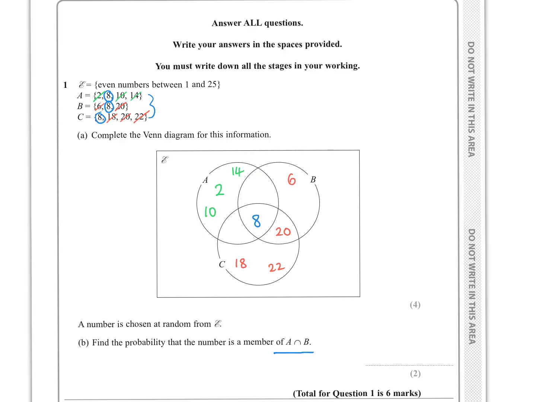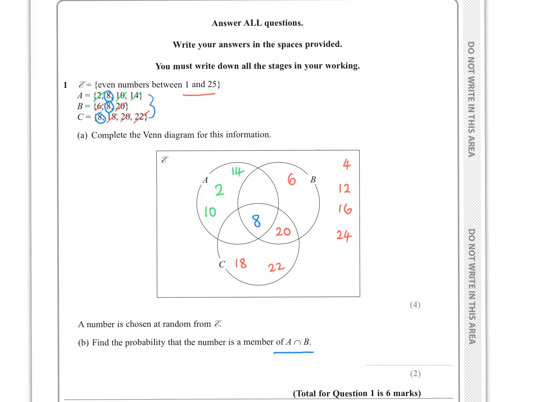So we've got to make sure we've got everything. The universal set is going to be all the even numbers between 1 and 25. So we've already got 2. Have we got 4? No. 6 we have. 8 we have. 10. I can't see a 12 there. I can see a 14. So there's no 16. There is an 18. There is a 20. There is a 22, but I can't see a 24. So that would be the Venn diagram sorted out.